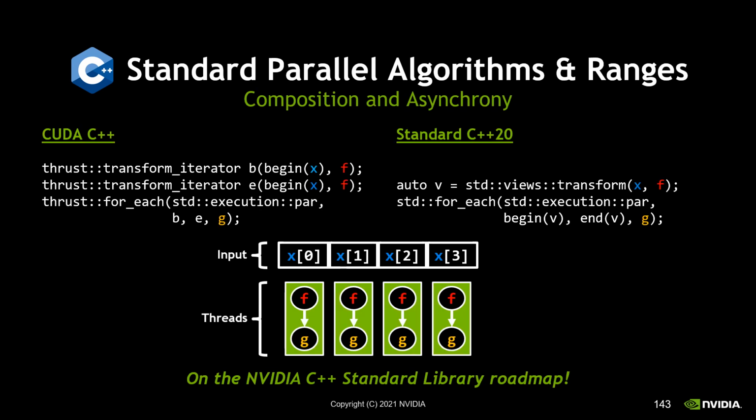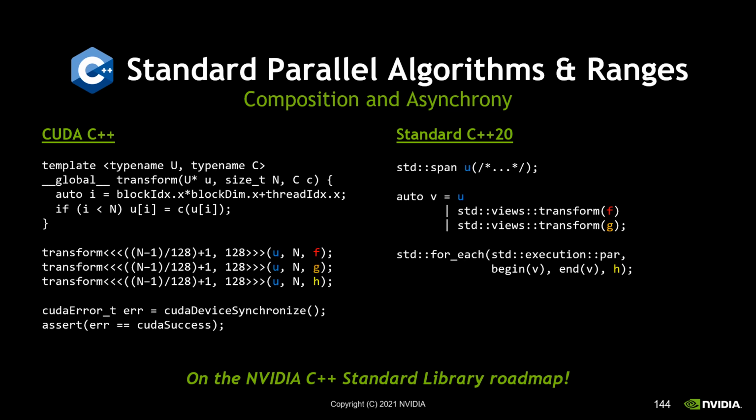Range adapters can also be used to compose together different algorithms. The C++20 transform range adapter takes a sequence of elements and a function as an input. When iterated, it returns the result of applying the function to the underlying elements. It works just like Thrust's transform iterator.